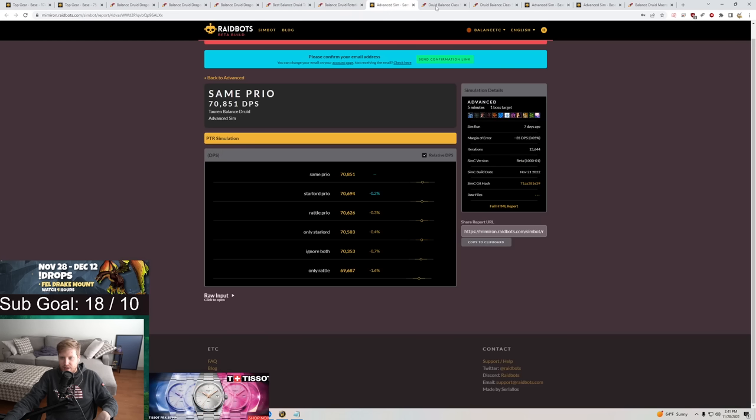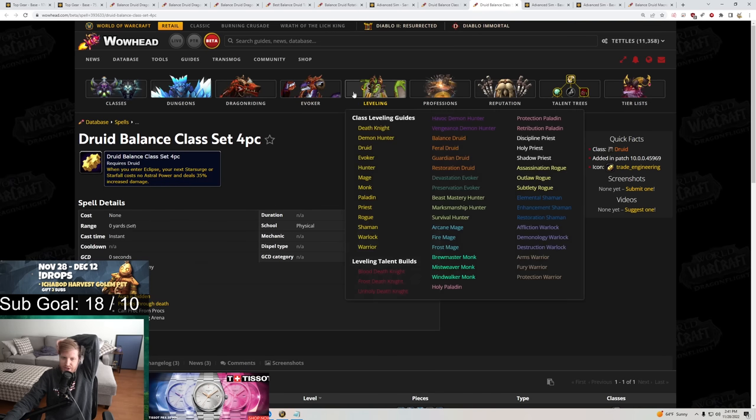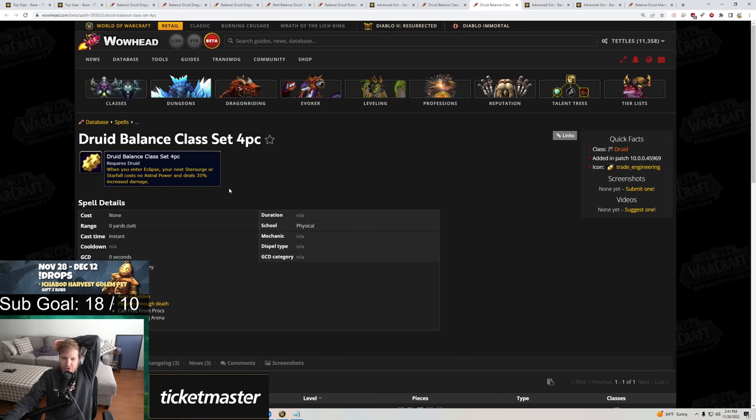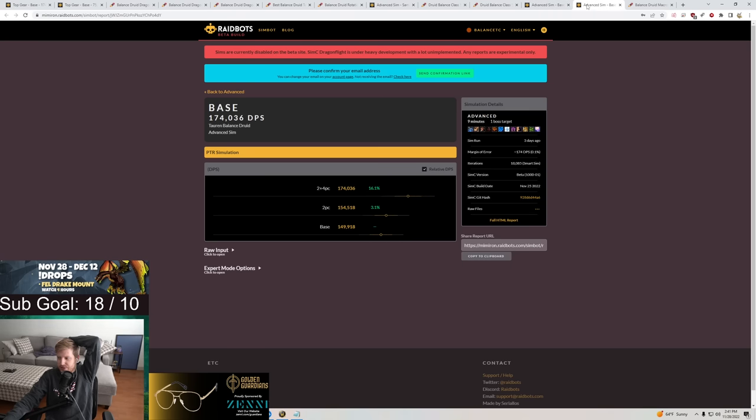Tier sets. Our tier set is incredibly strong. So our two set is Star Surge and Starfall increase the damage of your next Wrath and Starfire by 20%, stacking up to 3 times. Our four set is whenever you enter Eclipse, your next Star Surge or Starfall costs no Astral Power and deals 35% increased damage. Our two set and four set together are some of the strongest in the game at somewhere between 14 and 16% damage gained. You know, it's a bit high.